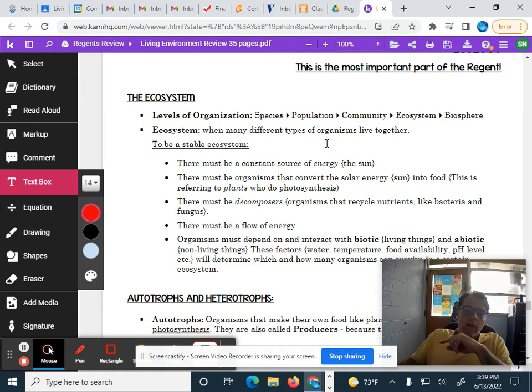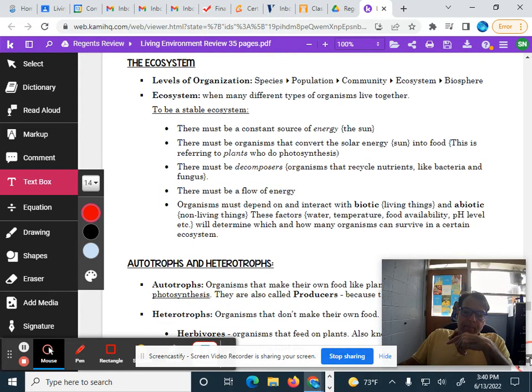abiotic factors as well. The sun is the ultimate source of energy for any ecosystem. Okay, photosynthesis, we're taking that sunlight and putting it into the organisms in the form of stored food. Decomposers break down dead things and recycle nutrients into the soil so plants can use that to grow. And there's got to be a flow of energy. It's got to be a cycle, right? Energy's got to return back to the earth.